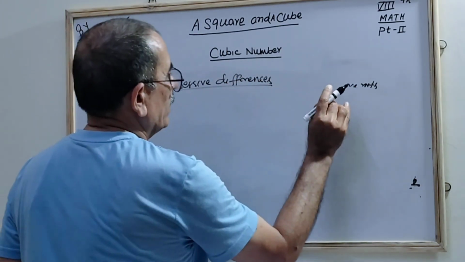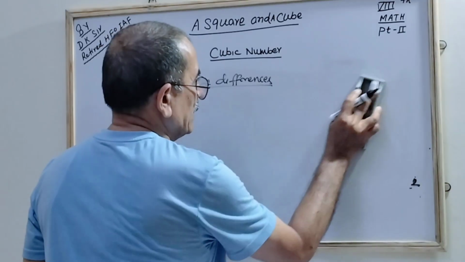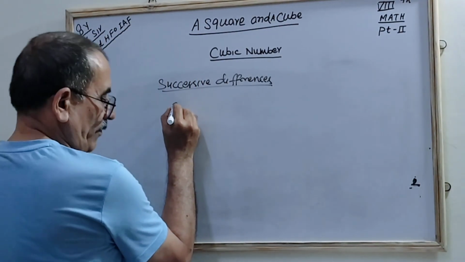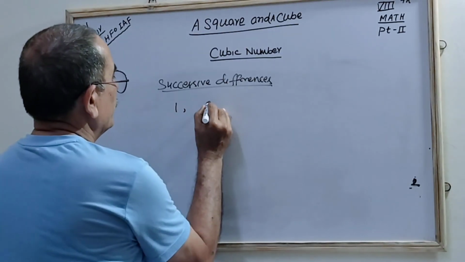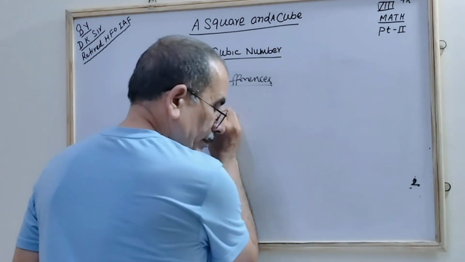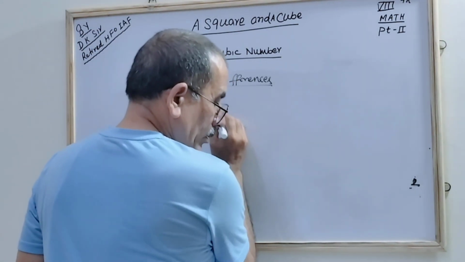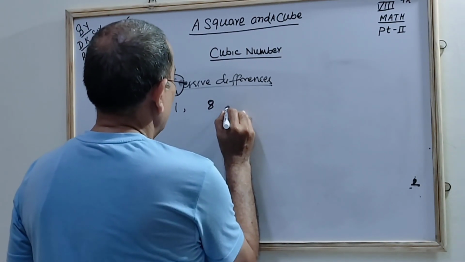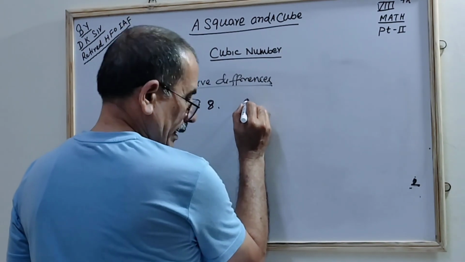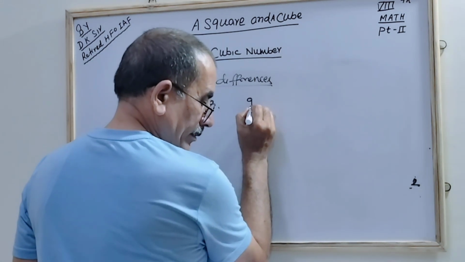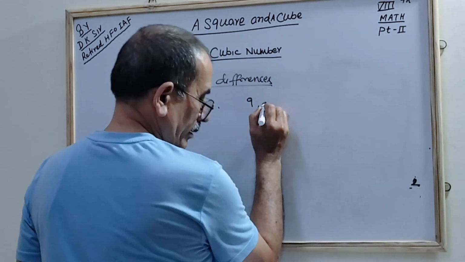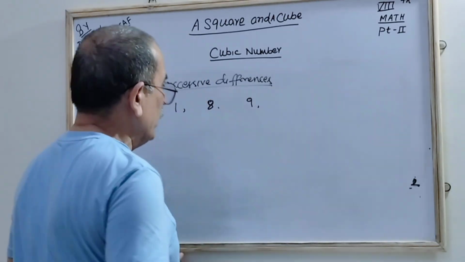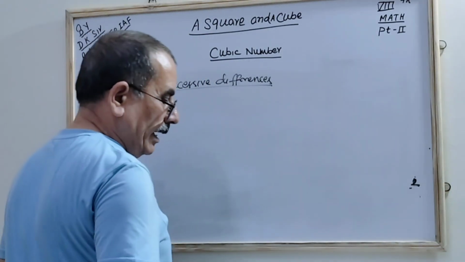Successive differences, correct? We see the successive differences. If we write some of the perfect... 1, 4, 1, 8, then we'll see 1, 8, 9. Perfect. Okay, before going to the cube, first we will write the square.